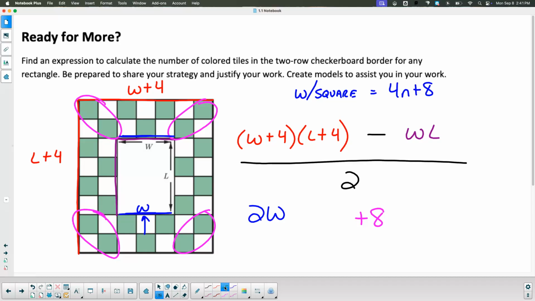Then I need to figure out this side, right? How many squares am I going to use for that side? L, which means how many squares am I going to use on this side? So all told, I need 2, and these are also equal.